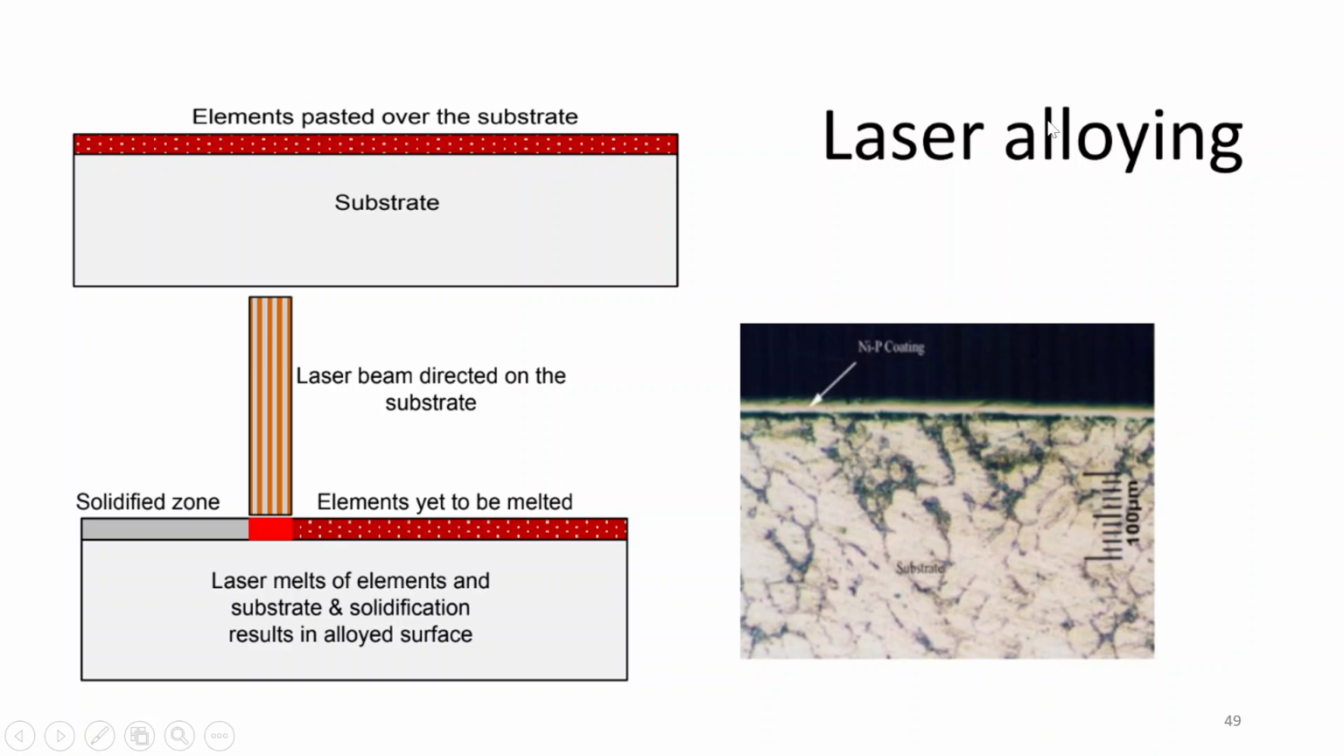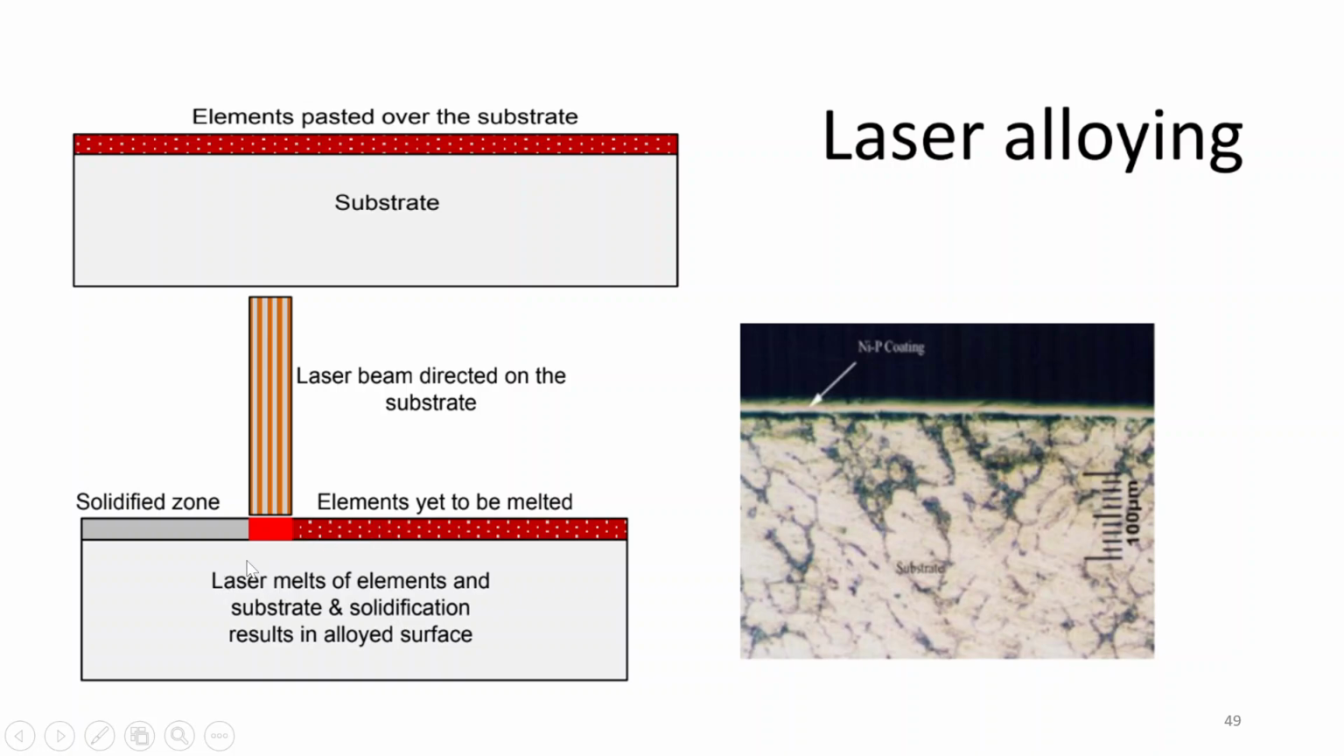Next is laser alloying. In this case you have a substrate and elements that are pasted over the substrate. Okay, so this is just the paste, it doesn't have any bonding of chemical or mechanical type, and then this laser beam is directed on the substrate. So this is moving in this side. So this part is already solidified and this part is melted and this part is yet to be melted.